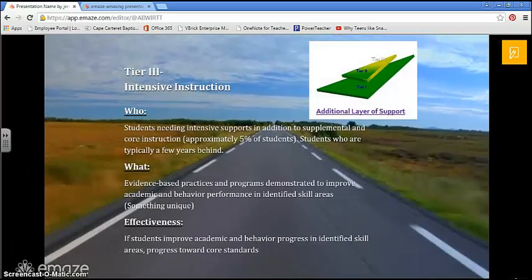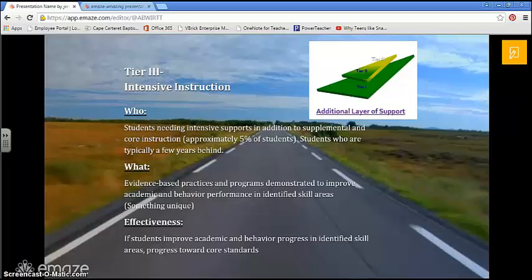So with Tier 3, this is your intensive instruction. We're not removing the students from the core instruction. We've added that supplemental layer of support, and when that is not being effective, then we go to the intensive layer where we add another layer on top. And so students needing intensive support in addition to that supplemental and core instruction, which will be approximately 5% of students. Students are typically a few years behind.